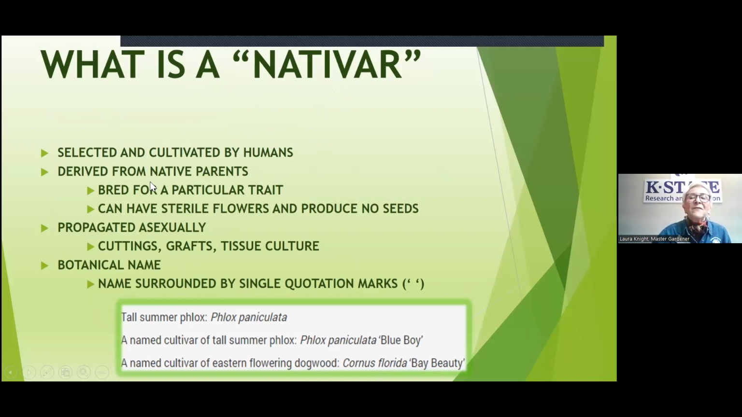It is derived from native parents, however. It is bred for a particular trait, just like the cultivars are. Some of them may be sterile, and they are propagated asexually by cuttings, grafts, and tissue cultures. Again, the same thing, the genus, the species, and single quotation marks.